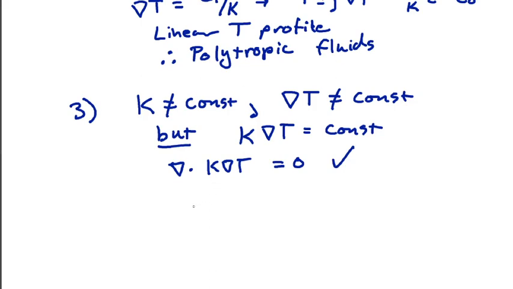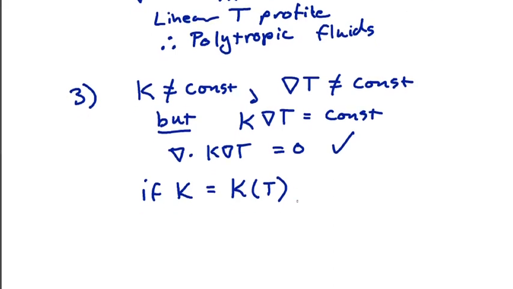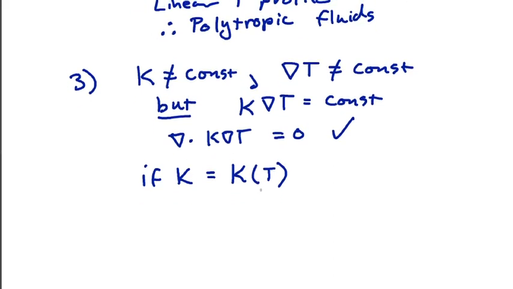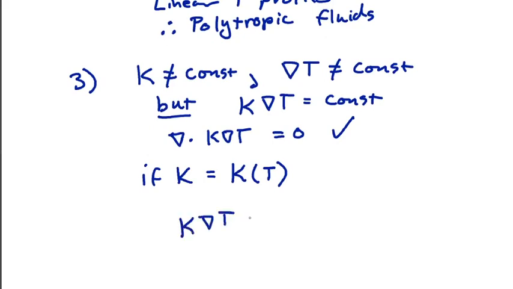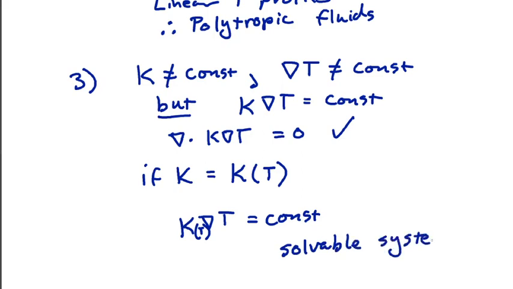And if our k is a function of temperature only, even if it's a nonlinear function, then we have a system that we can actually solve. We have a nonlinear system, k grad T equals a constant, with nonlinear k. That's a potentially solvable system. So in this system, we can also obtain the thermal equilibrium.